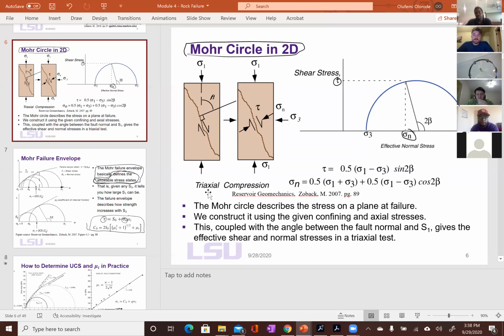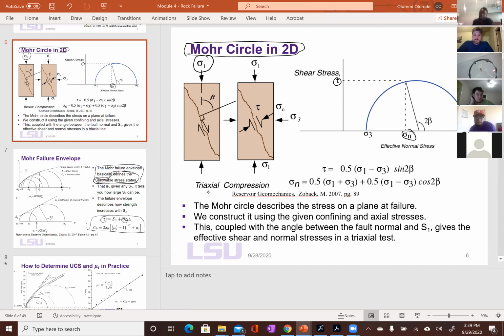It's the angle from your principal stress at which the material is going to fracture. So from your fracture to your normal stress. Where on the fracture? Normal, perpendicular to the fracture. Correct. Is the angle between the fracture normal and the direction of the maximum principal stress?